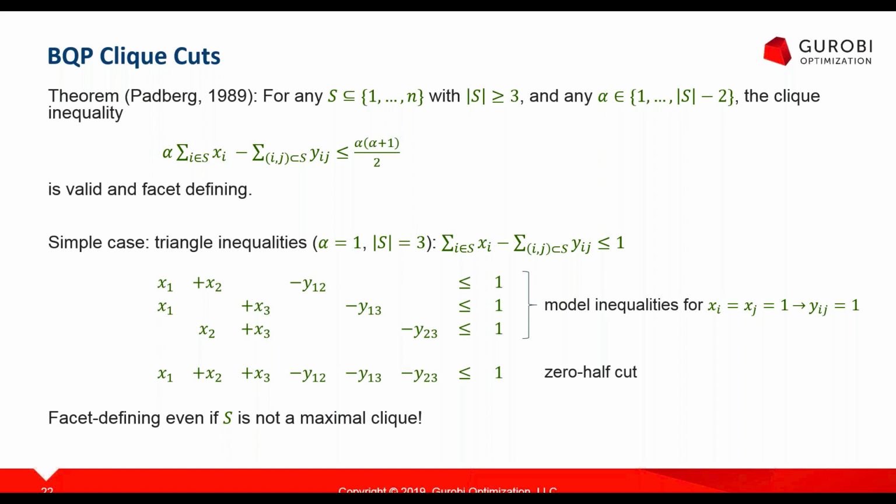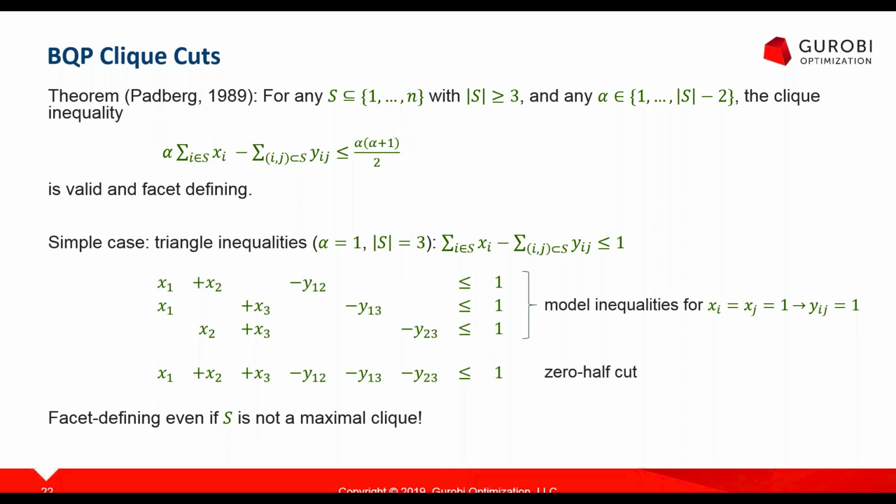So here pick these 3 constraints that you see here. Each of them models one of the inequalities, namely that if both variables xi and xj are equal to 1, then the corresponding yij variable needs to be 1 as well. If you add up these 3 constraints, then you get coefficients 2 for all the x variables, a coefficient of -1 for the y's, and the right-hand side of 3.